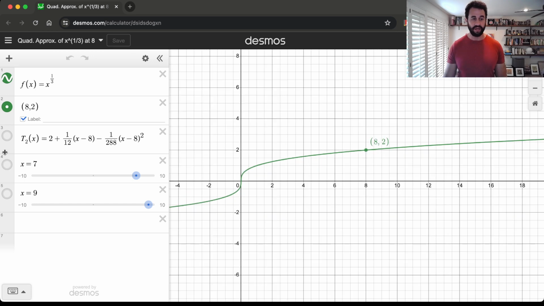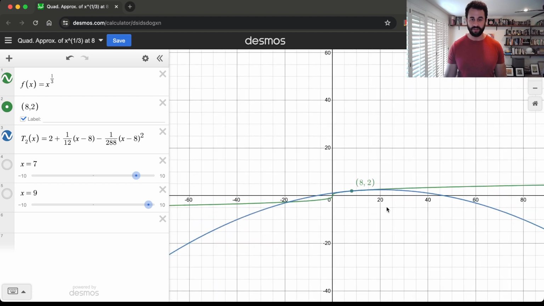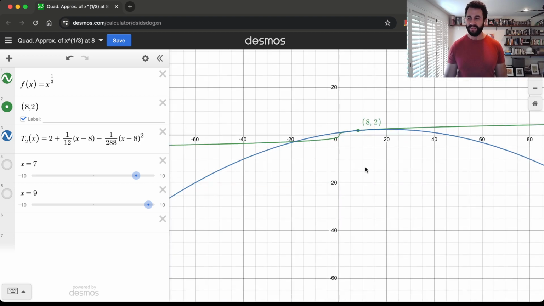There it is. This is the second order Taylor polynomial approximation. It's this blue curve. Notice it's a big parabola. This is the leading coefficient of this parabola, so -1/288. So it's definitely a parabola that should open downward, and it's going to be stretched wide because this leading coefficient is less than 1 in size. That's why this looks like a pretty wide parabola.